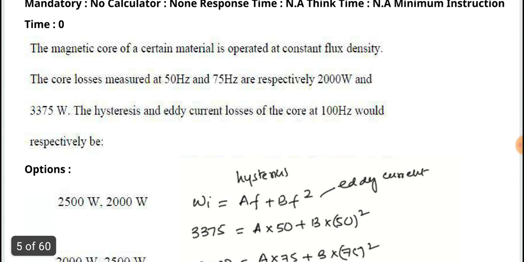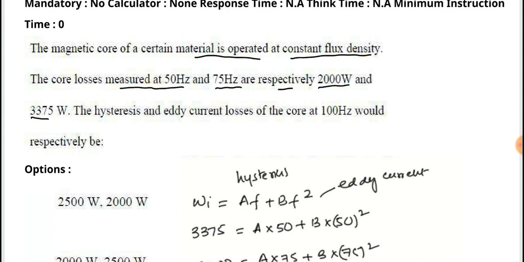This question is from transformers. The question here is: the magnetic core of a certain material is operated at constant flux density. The core losses measured at 50 hertz and 75 hertz are respectively 2000 watts and 3375 watts. The hysteresis and eddy current losses of the core at 100 hertz would be. This problem requires some mathematical solution.